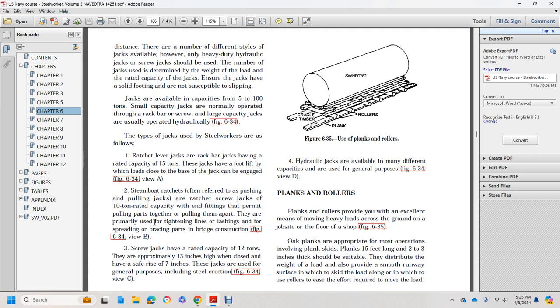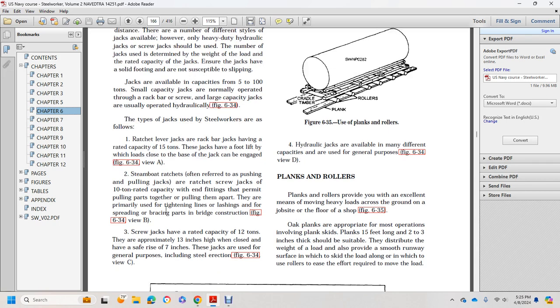Steamboat jacks, steamboat ratchets, are referred to as pushing or pulling jacks. The ratchet screw jacks are rated at 10 tons, and can be used for pulling parts together and pulling them apart. They are primarily used for tightening lines or lashing, and for threading bracing parts in bridge construction. Figure 634, View B.